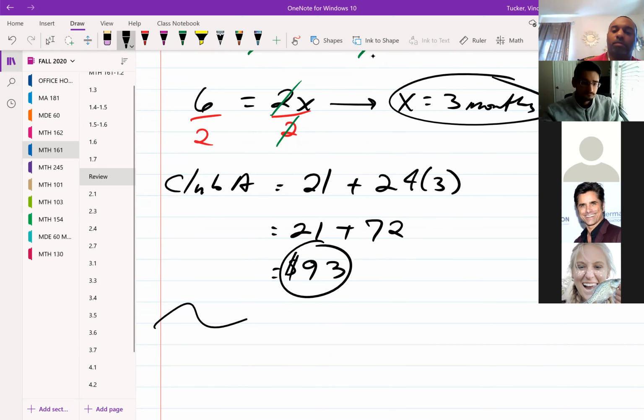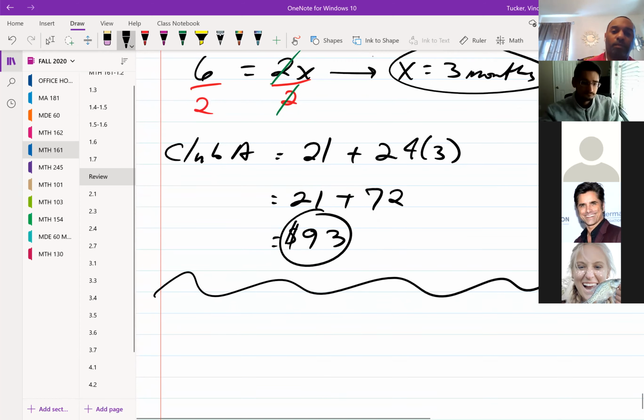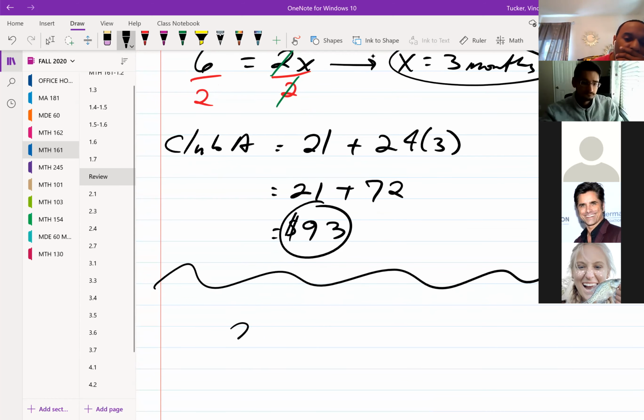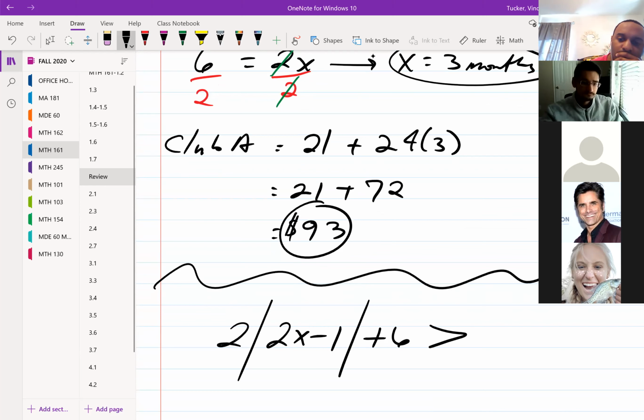Absolute value got me confused. I got a problem. It's 2 absolute value of 2x minus 1 plus 6. Is that my closing absolute value? Yes. And then plus 6, greater than 16. Now, my question is, do you have to write that problem twice, making the 16 a negative? Yep. Because of the greater than.